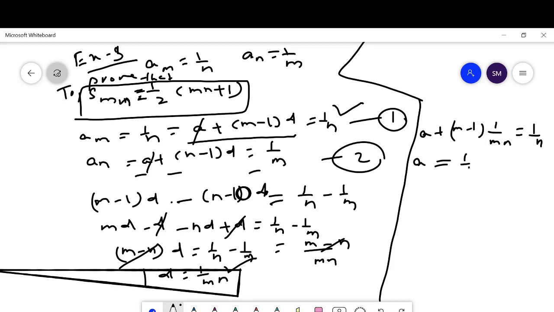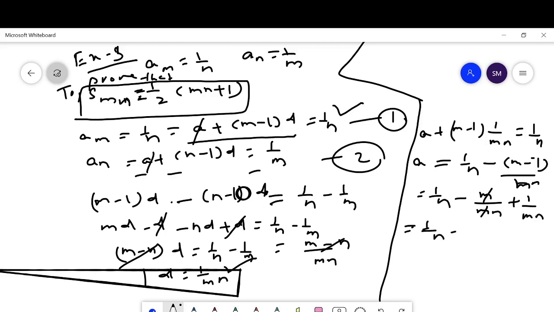Then a is equal to 1 upon n minus m minus 1 upon mn, which is equal to 1 upon n minus m upon mn plus 1 upon mn. Then this is 1 upon n minus 1 upon n plus 1 upon mn. This cancels. From this we get a is equal to 1 upon mn, and d is also 1 upon mn. Then what is Smn?